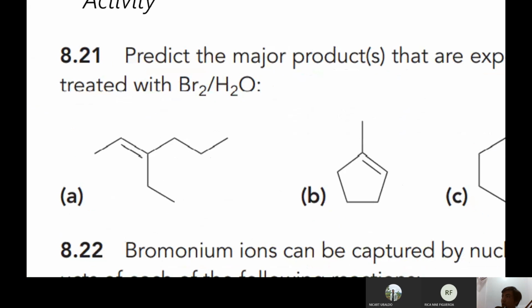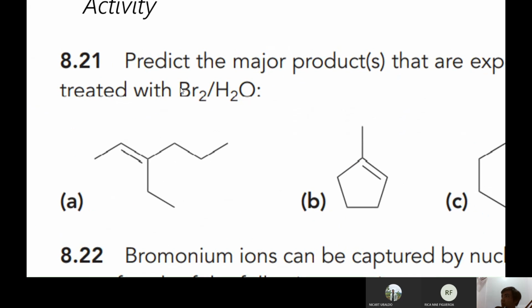So, let's have this one. We have this alkene with bromine water. Bromine water, ibig sabihin may H, tas may OH at pati Br. For letter A, saan kakabit yung Br? Sa least substituted. So, dito mapupunta yung Br mo. Tapos yung OH mo, dito mapupunta. However, we should show yung pagiging stereoselective niya, yung pagiging anti-addition niya.